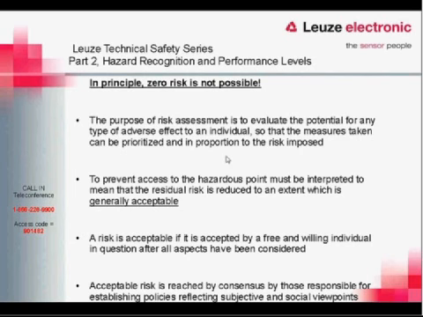To prevent access to the hazardous point must be interpreted to mean that the residual risk, meaning the risk that we have said is acceptable, is reduced to an extent which is generally acceptable to the operator or anybody involved in that machine. A risk is acceptable if it is accepted by a free and willing individual in question after all aspects have been considered. An acceptable risk is going to be reached by consensus by those responsible for establishing policies reflecting subjective and social viewpoints. So this is normally going to be in a standard type risk assessment.